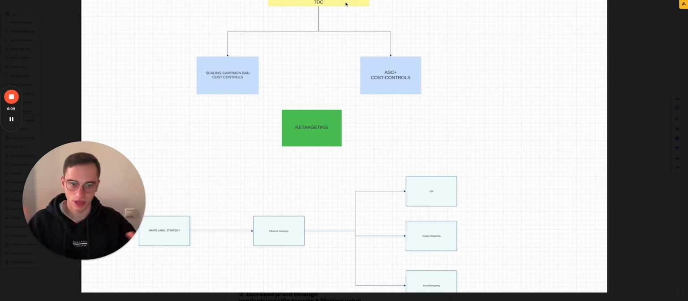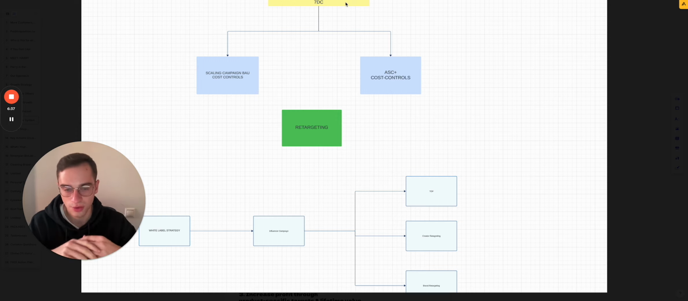There's no one set-in-stone campaign structure, but typically it looks like this. We have one creative test campaign, ABO, with cost controls. We test the assets, sorted by whatever makes more sense. And then we have one scaling campaign, BAU, and one AAC plus campaign with cost controls.